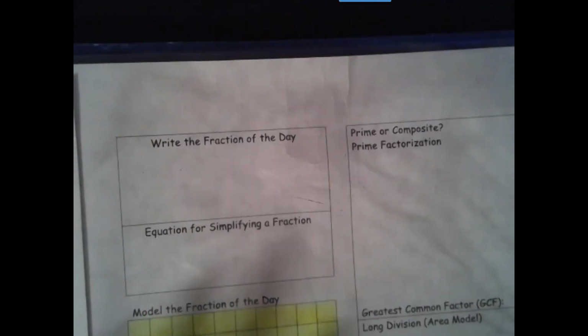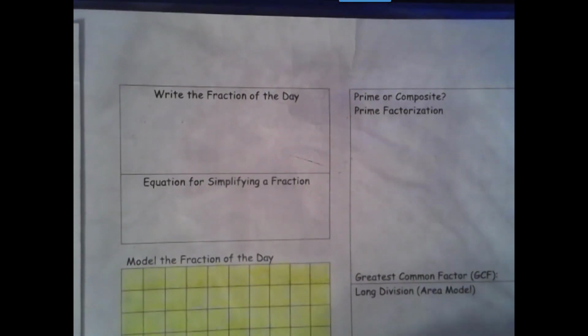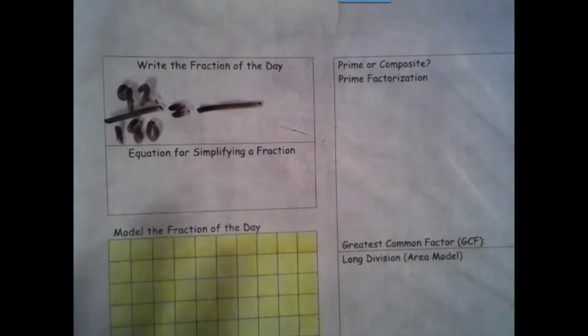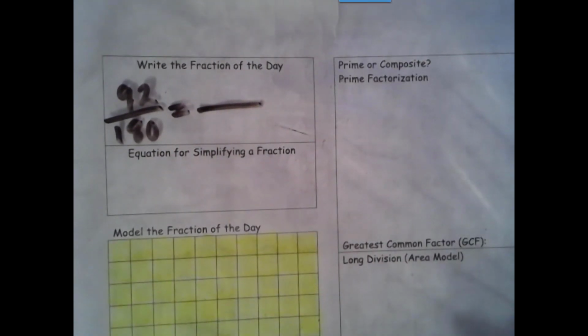Let's get our beginning fraction down. We have a total of 180 school days. So that's our denominator. And we're on day 92. So let's see if our numerator is prime or composite.